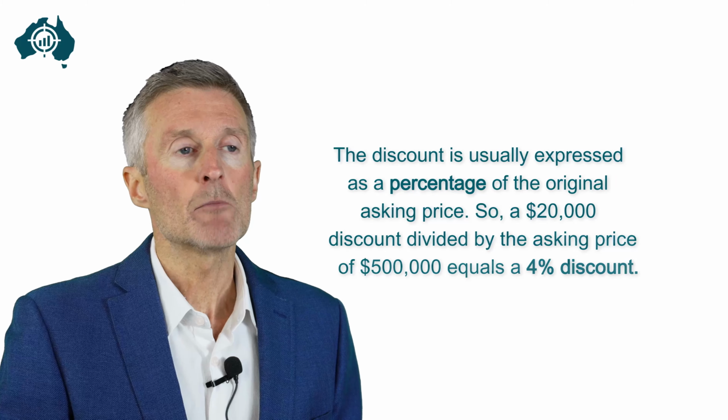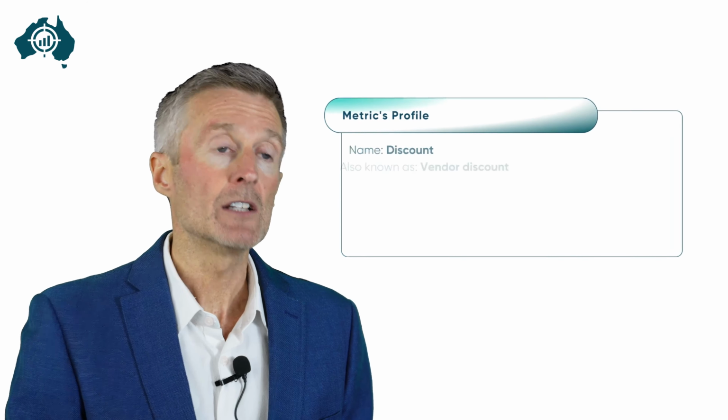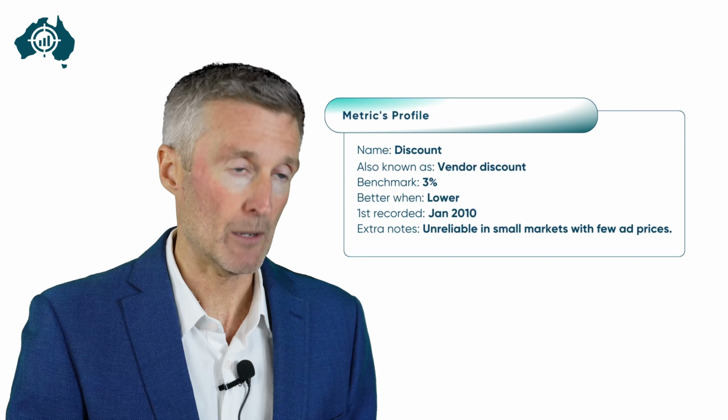Taking the percentage makes the number consistent regardless of whether the dollar amount is $10,000 for, say, a cheap property or $100,000 for an expensive one. And this calculation is performed on all properties that sell in a suburb in a month. Those values are then combined to give a single figure for the whole suburb.